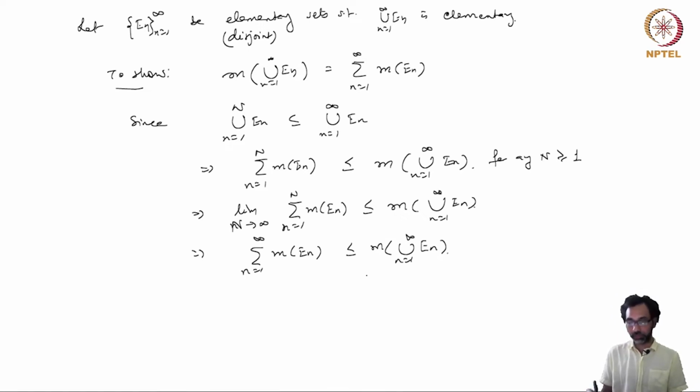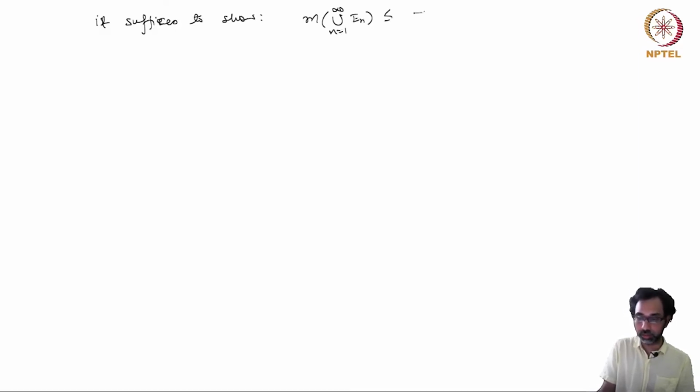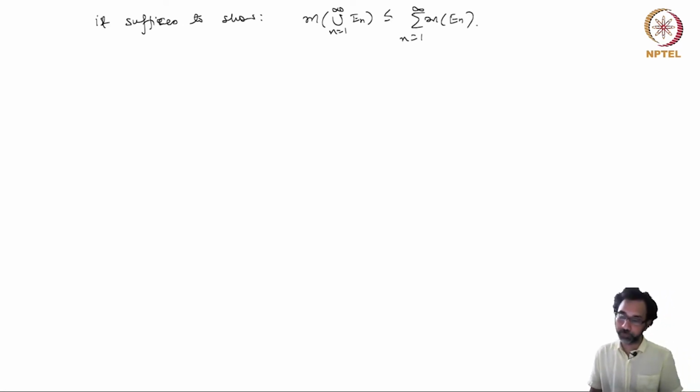The other inequality, if M was an outer measure, we would then conclude that the equality holds, but we do not have countable subadditivity, so we have to improvise. So we have to give another argument. It suffices now to show that M of the union is less than or equal to the infinite sum of M(E_n).